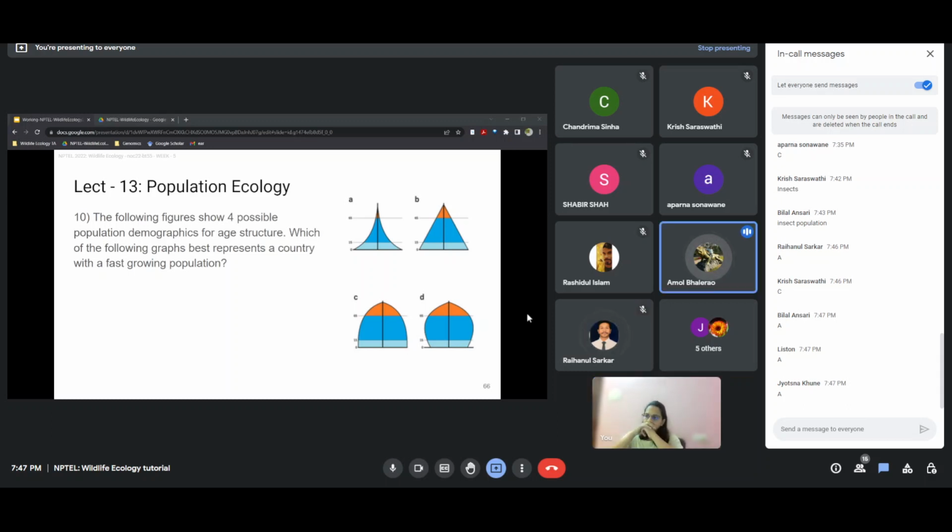Because the pre-reproductive age group is larger, it will be converted into the reproductive age group, and so the population is increased. Right. So there are a huge number of people in the 0 to 25 age group, and it's a very fast growing population, which means the density of individuals from 0 to 25 is much higher. So can you tell me what is actually happening in C?